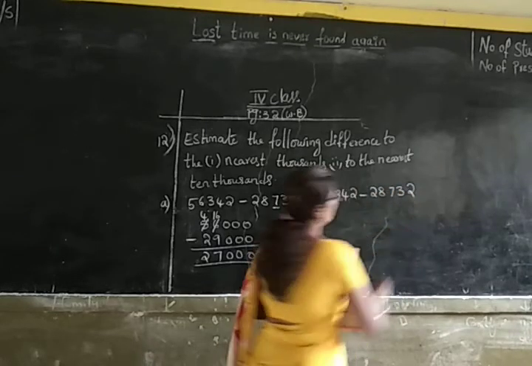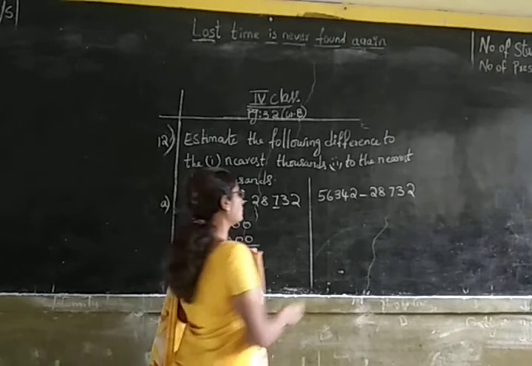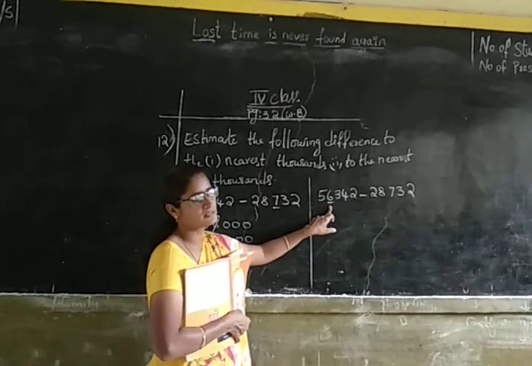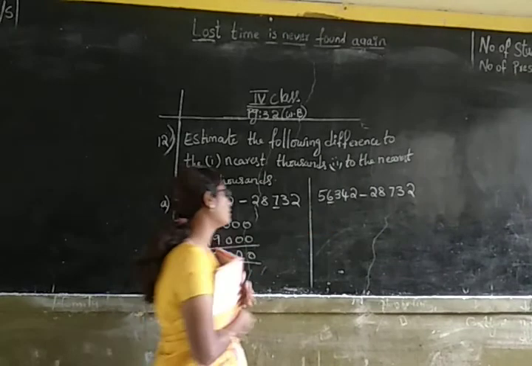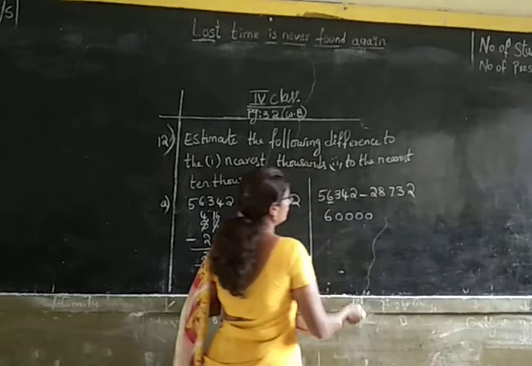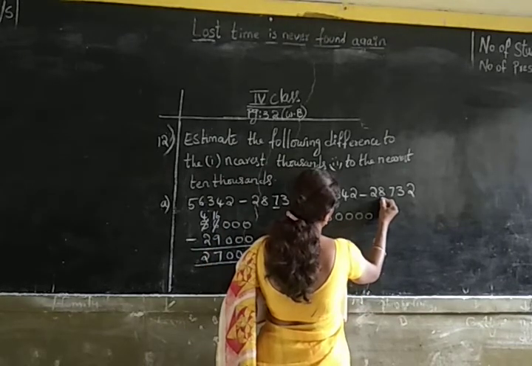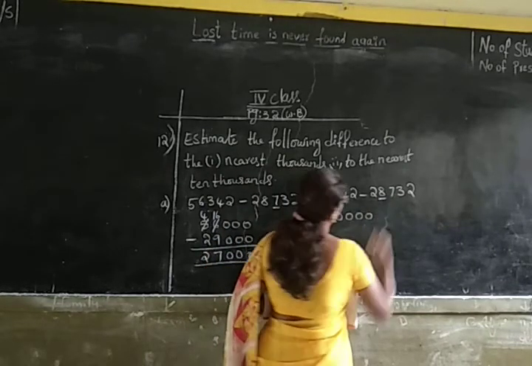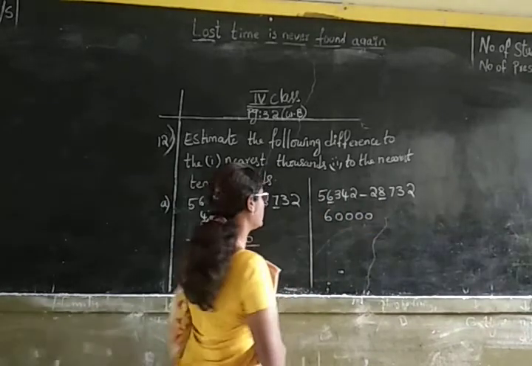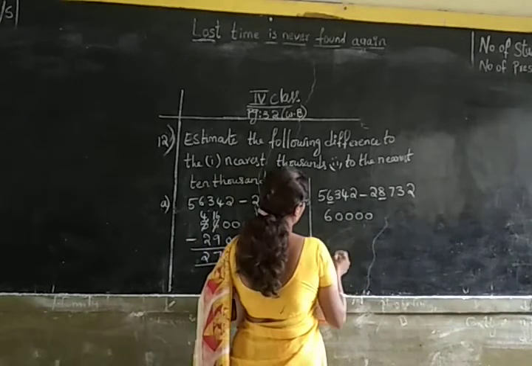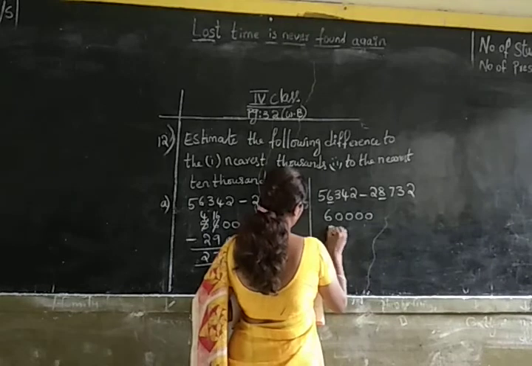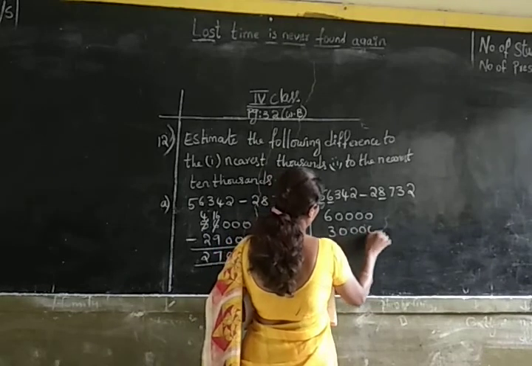For estimating the answer to the nearest 10,000s, you have to underline the digit at its thousands place. Here the digit at its thousands place is 6, so you have to add 1 to the next number. This will become 60,000. For estimating this number to the nearest 10,000s, you have to underline the digit at its thousands place. Here the digit at its thousands place is 8, which is greater than 5. So you have to add 1 to the next number and this will become 30,000.